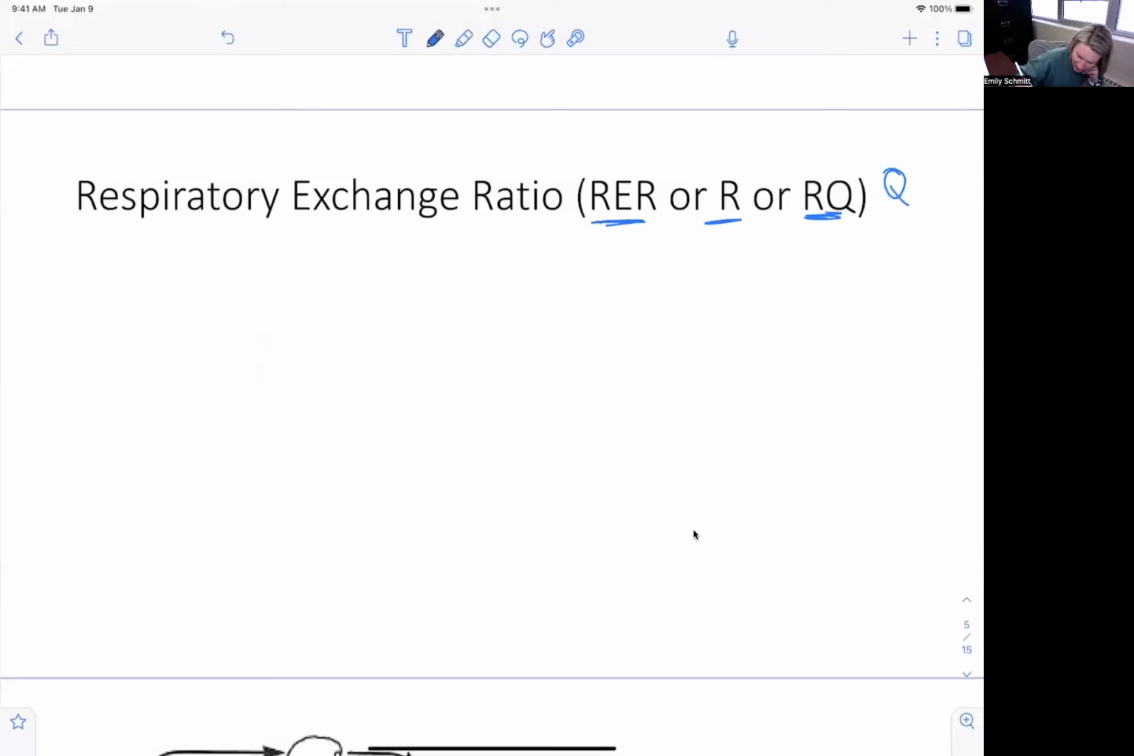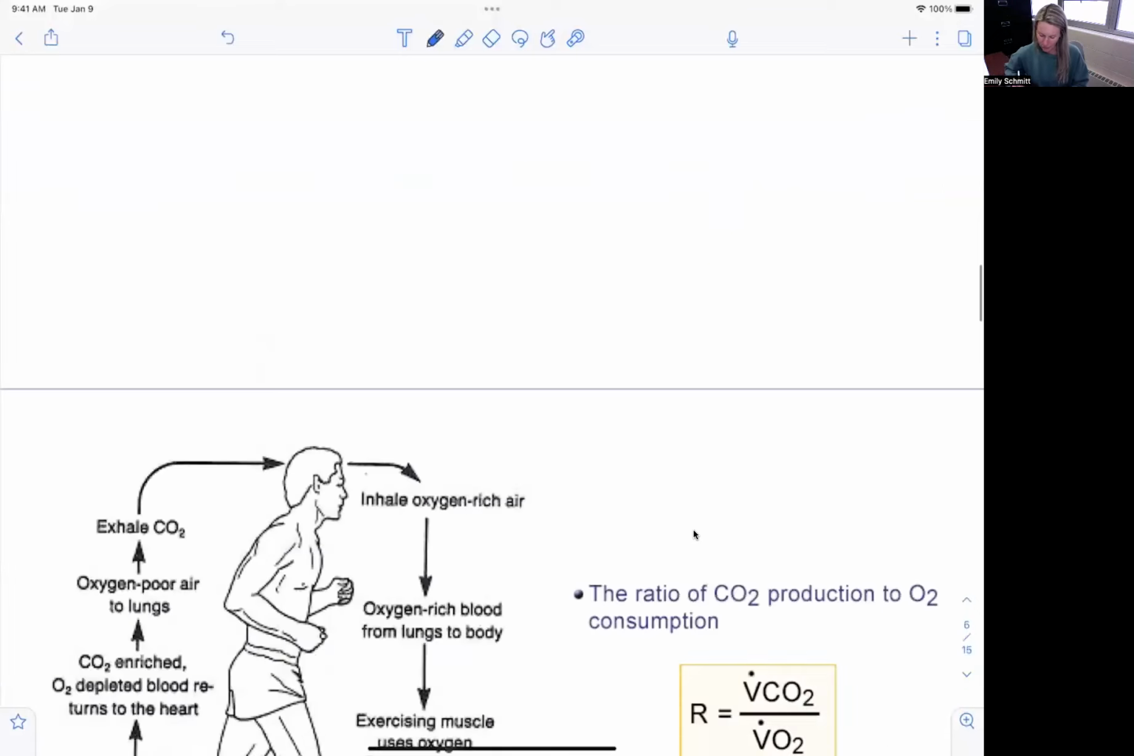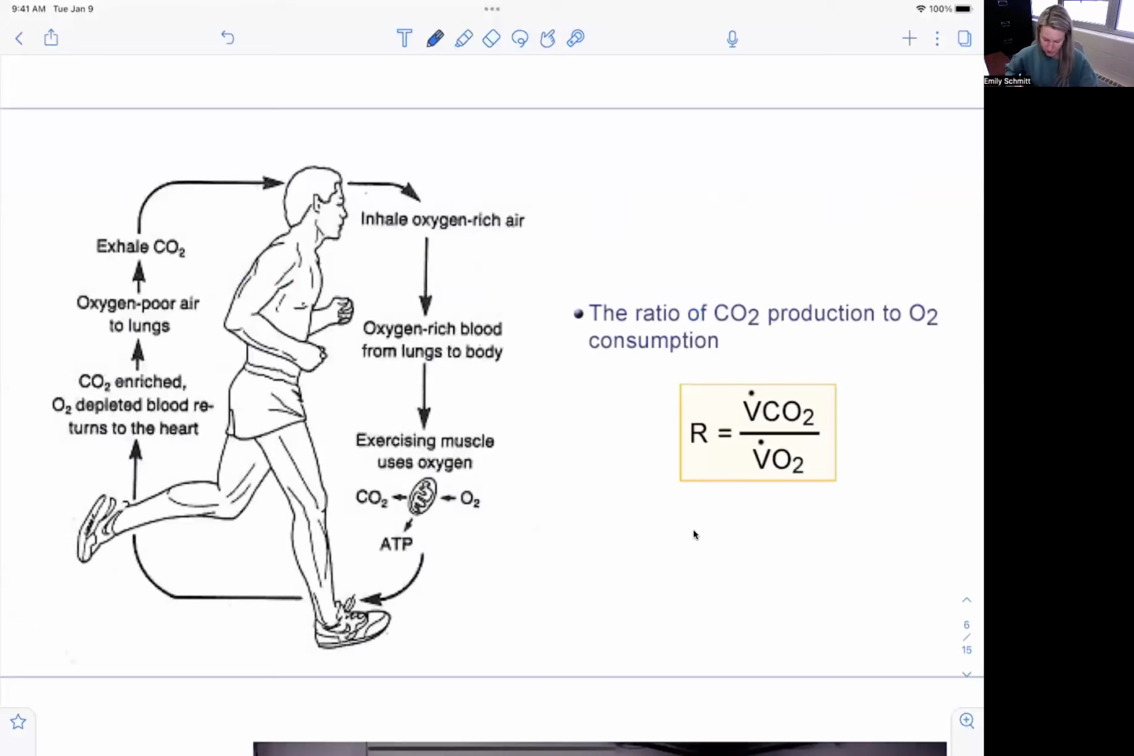So this is the ratio of carbon dioxide produced to oxygen consumed. So CO2 produced versus oxygen consumed. We're really comparing sort of this exhaled gas to room air. And we can do this through our VO2 max test or through a resting metabolic rate chamber. And so, the ratio of carbon dioxide produced to oxygen consumed.